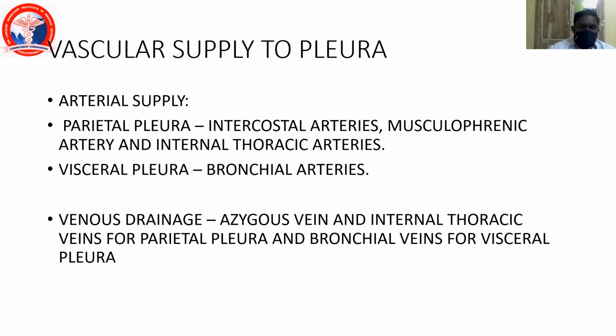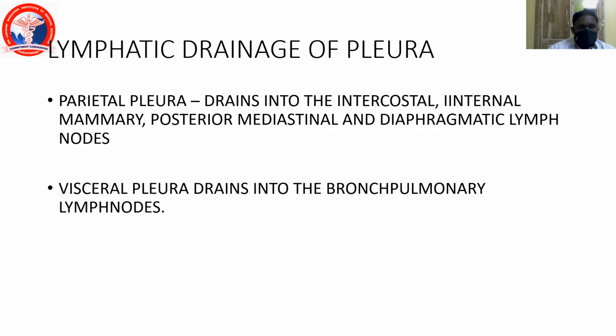Vascular supply to the pleura. Arterial supply: the parietal pleura is supplied by the intercostal artery, musculophrenic artery, and internal thoracic artery; the visceral pleura by the bronchial artery. Venous drainage: the azygos vein and internal thoracic veins for the parietal pleura, and bronchial veins for the visceral pleura. Lymphatic drainage of the pleura: the parietal pleura drains into the intercostal, internal mammary, posterior mediastinal and diaphragmatic lymph nodes. The visceral pleura drains into the bronchopulmonary lymph nodes.